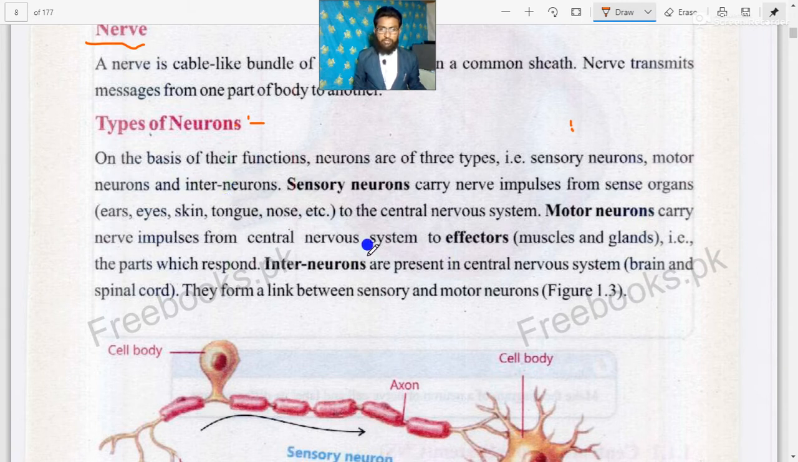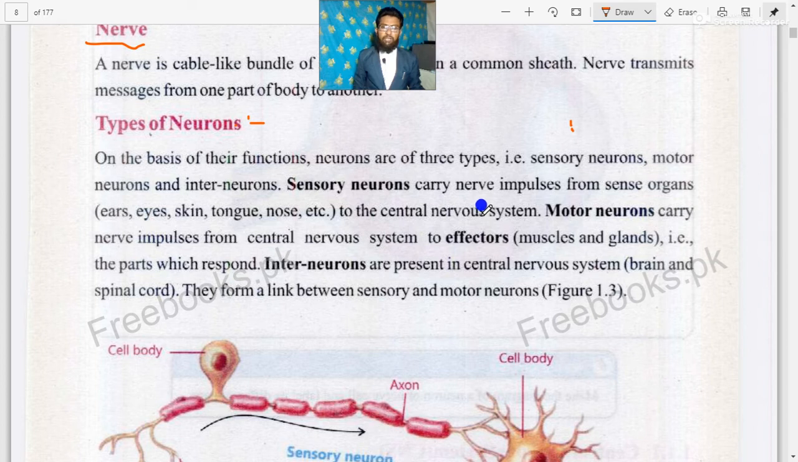Dear cadets, what is a sensory neuron? Sensory neurons carry nerve impulses from sense organs, for example ears, eyes, skin, tongue, nose, etc., to the central nervous system. Sensory neurons, dear cadets, are the neurons which carry nerve impulses from sense organs to the central nervous system.